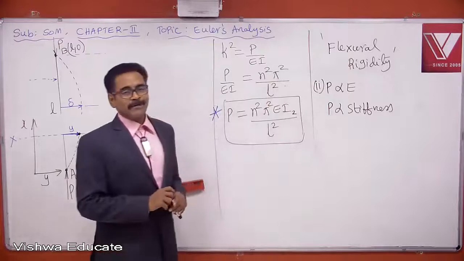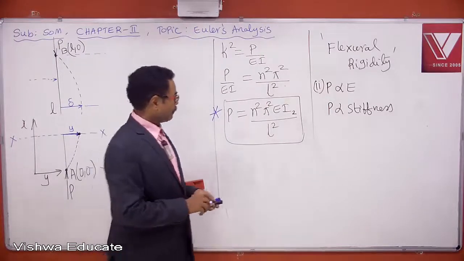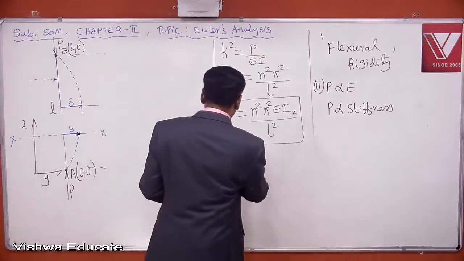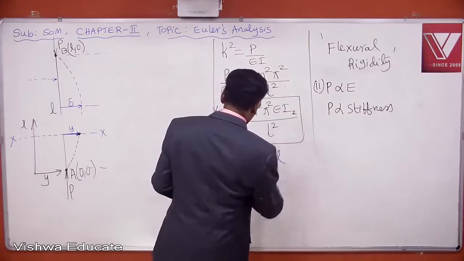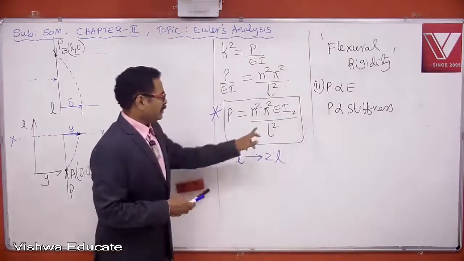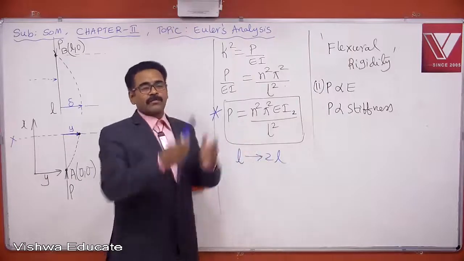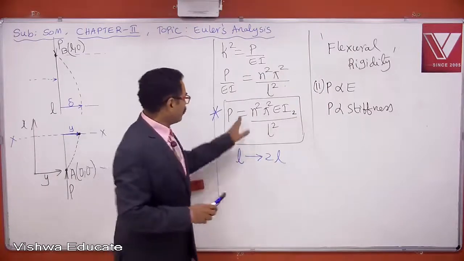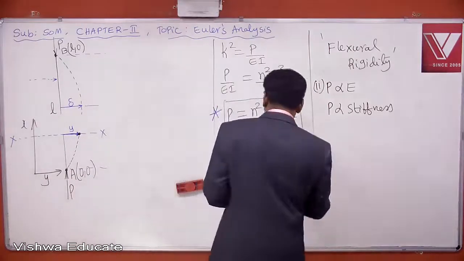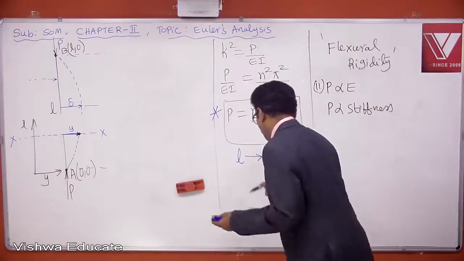What is your answer? L is doubled. L has become 2L. In place of L, put 2L, 2L whole square. So what will happen to critical load? When L becomes 2L, critical load will be like this.